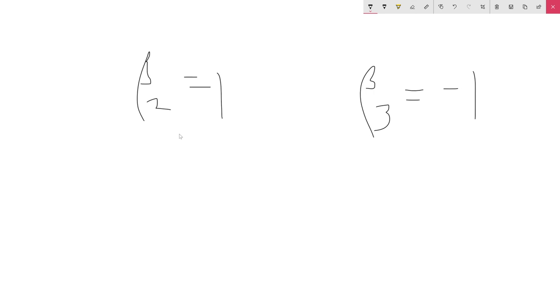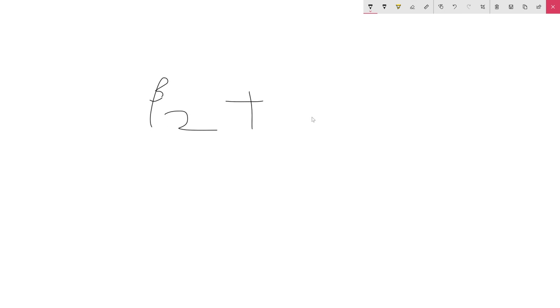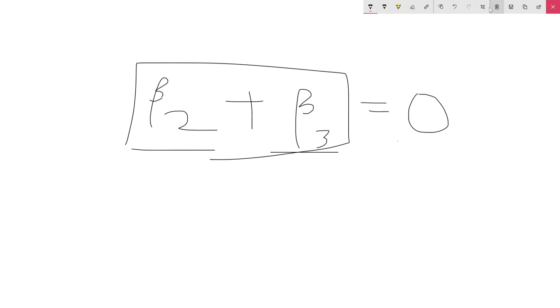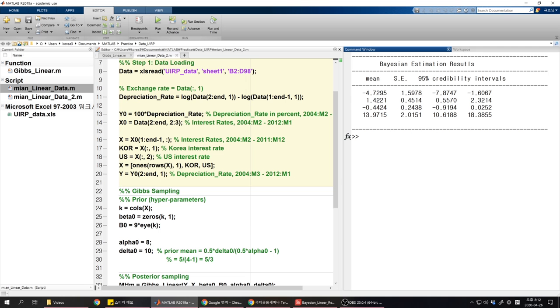And if you would like to test whether the impacts of the Korea and the US interest rates are symmetric, that means beta 2 is 2 and beta 3 is -2, or plus 0.5 and here -0.5, whatever, right? So if their impacts are symmetric, that means what? Beta 2 plus beta 3 should be 0. So then I want to see the posterior distribution of beta 2 plus beta 3. Okay, how can you do this? It's very simple, right? Let me show you here.